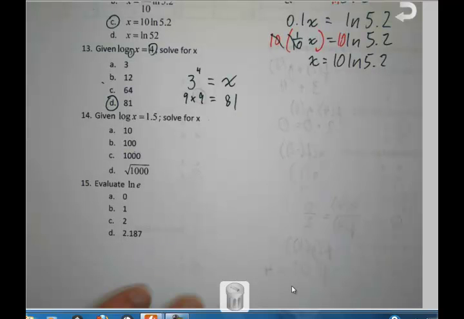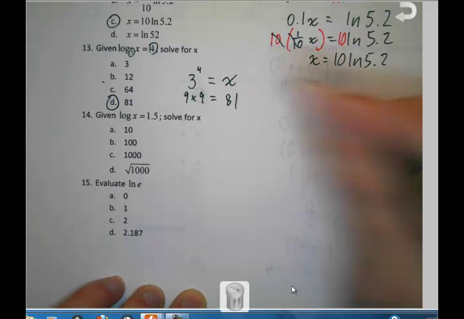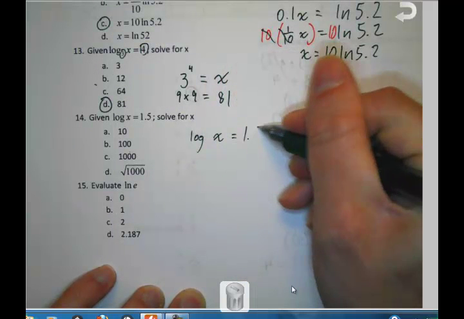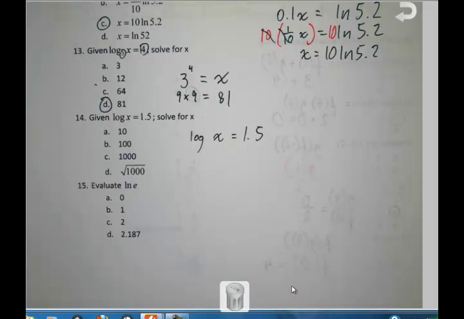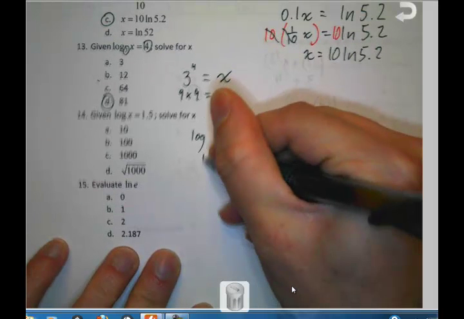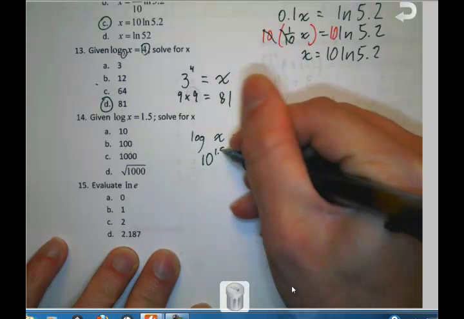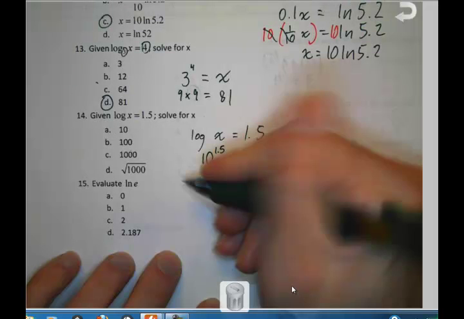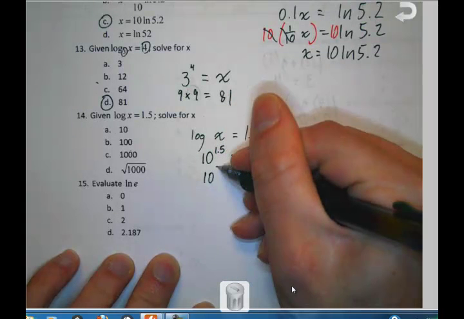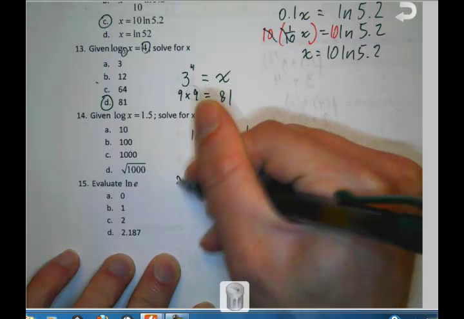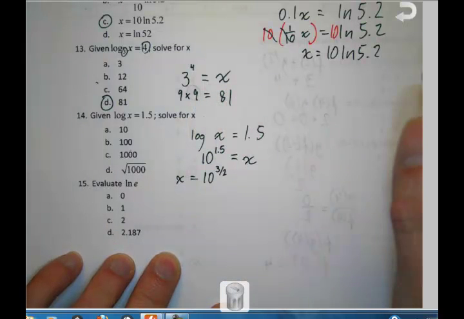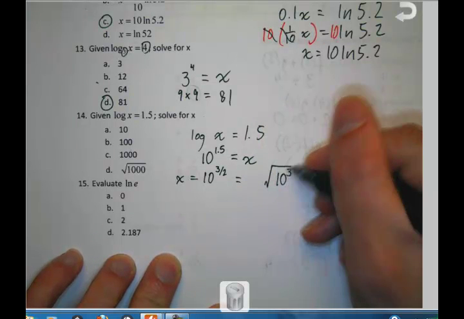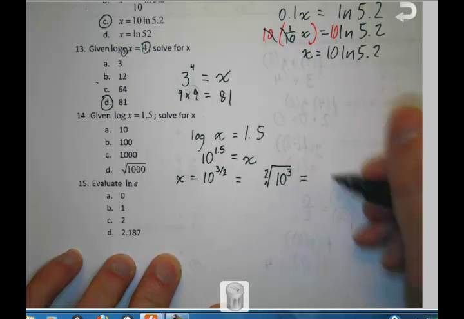Number 14 was a little bit more fun. You have the log of x is equal to 1.5. Your base of a log, when you don't see it, of course, is 10. So I'm asking you to say that x is equal to 10 to the 1.5. At this point, I asked you to do some elementary arithmetic and to recognize that 10 to the 1.5 is actually 10 to the 3 halves. Well, that's merely 10 to the 3rd, and I'm taking the square root of that, which is the square root of 1,000.